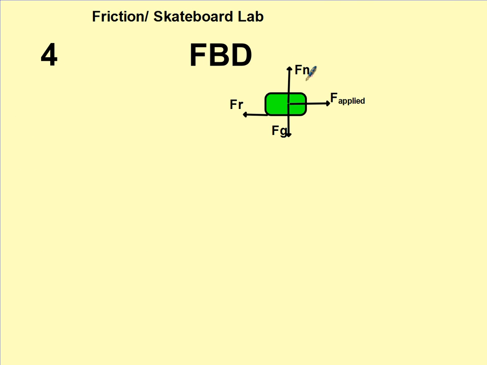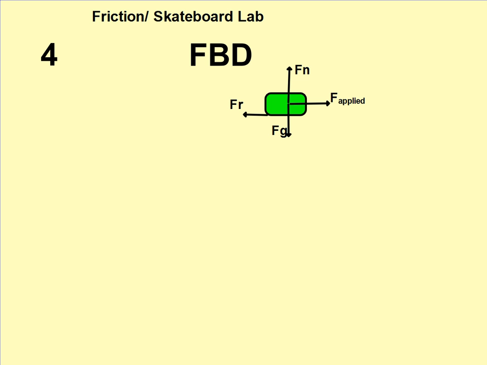Now, draw a free body diagram. You're standing, and we're going to be pulling you with a spring scale. So Fg goes down, normal force goes up. One of your friends is going to be applying a force to you, and these aren't the greatest skateboards, so there's going to be friction in the back.